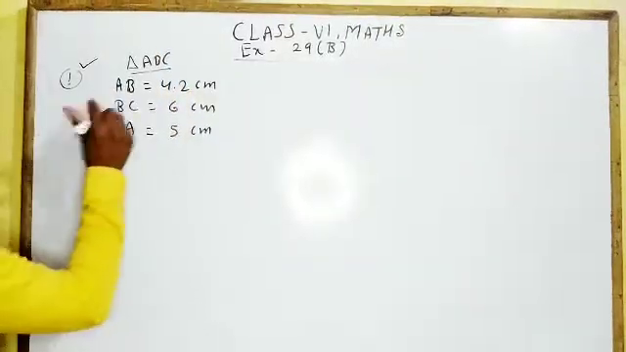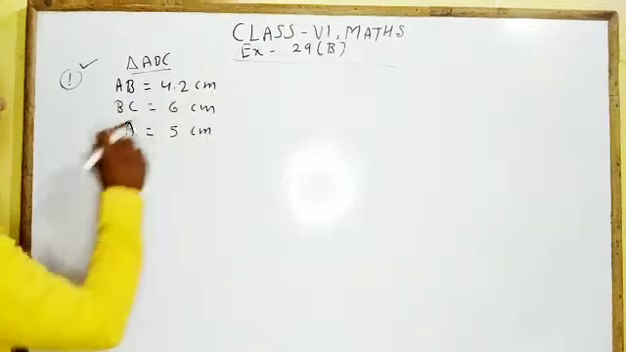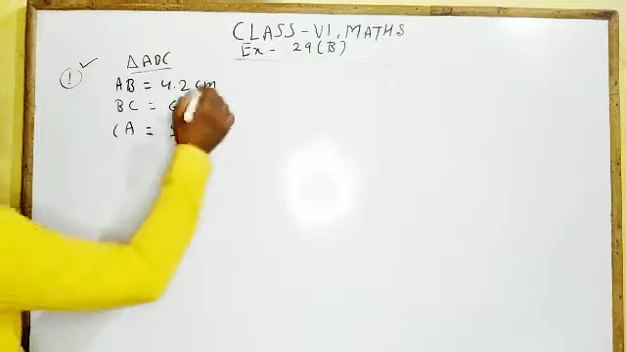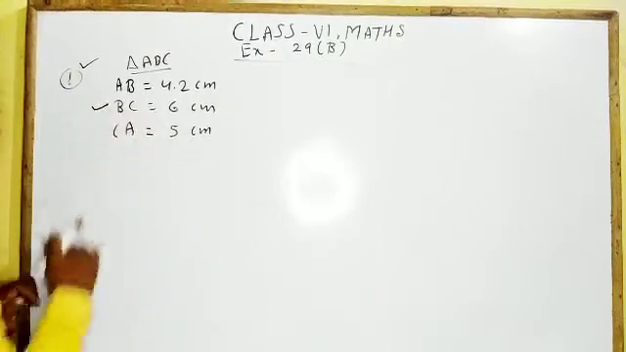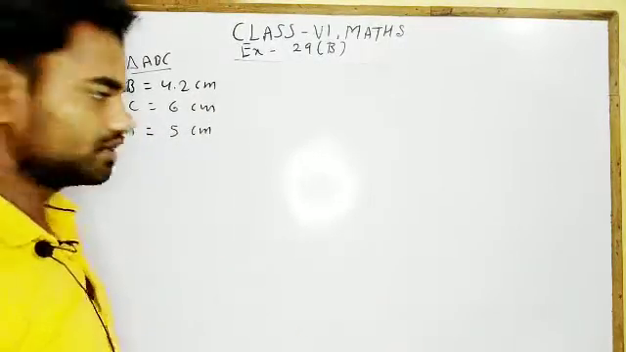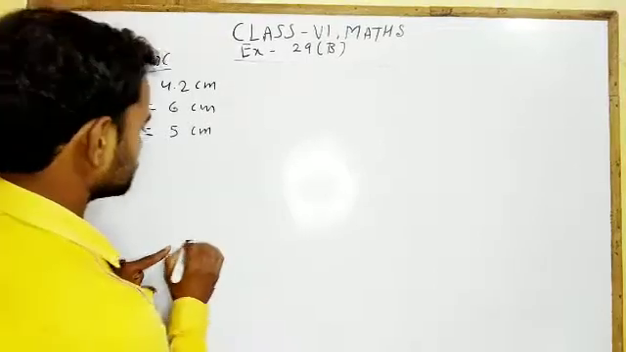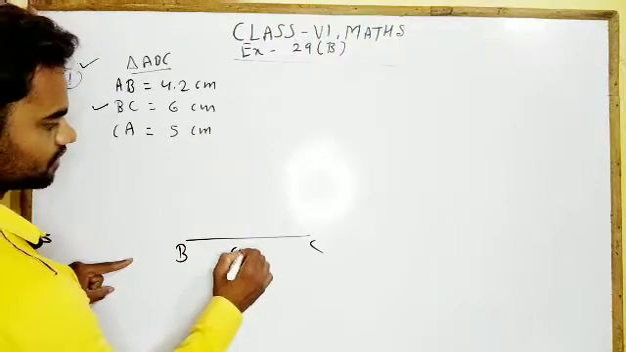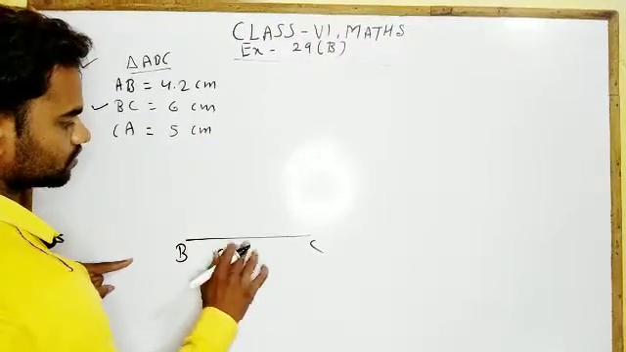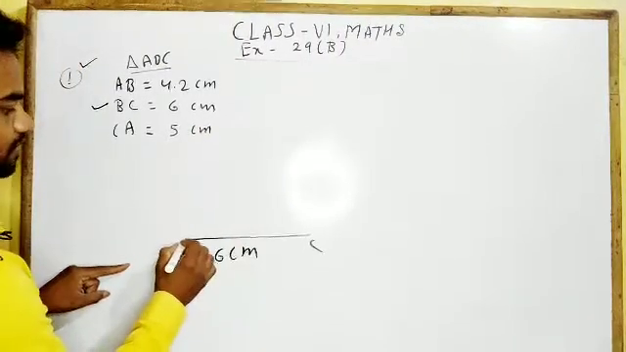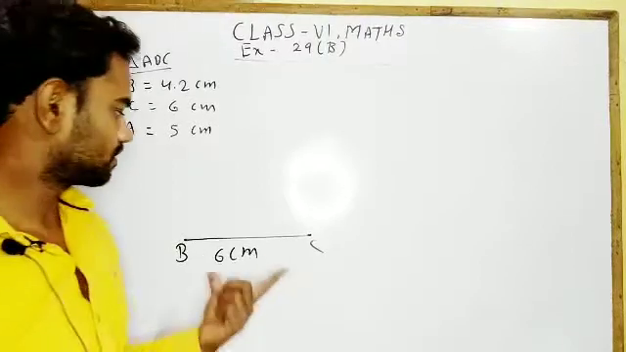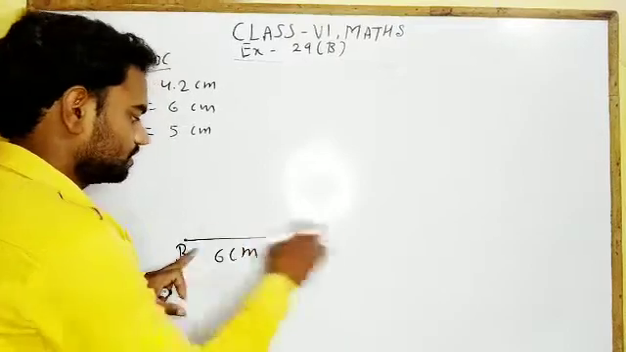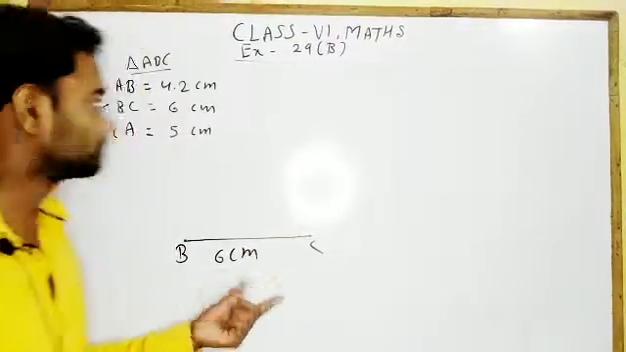Question number 1: AB equal to 4.2 centimeter, BC 6 centimeter and CA 5 centimeter. Out of the 3 sides, draw any one side. Mostly we prefer side BC, so draw side BC. This is B and C. The measurement is 6 centimeter. You know how to draw a side of 6 centimeter. Measure the 6 centimeter, place the scale here and draw. This is side BC, 6 centimeter.